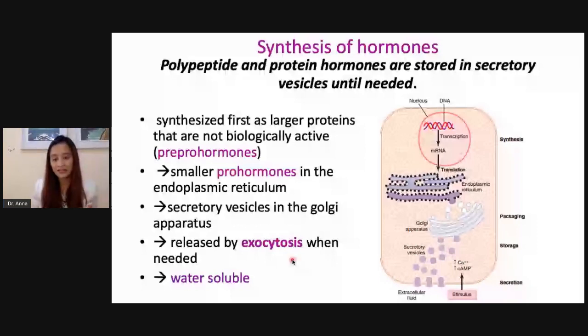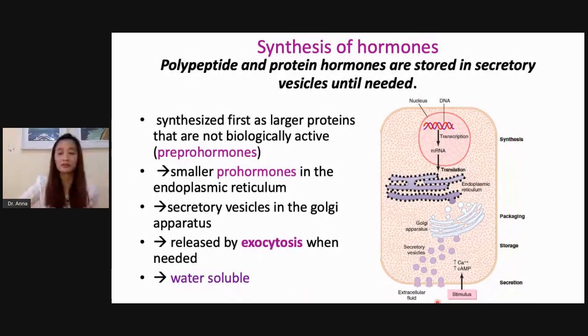Upon stimulus, usually by calcium and an intracellular increase in cyclic AMP, they are released via exocytosis. The vesicles merge with the wall of your glandular cell, releasing your peptide hormones into the circulation. And usually, your polypeptide and protein hormones are water-soluble hormones. So that's how your polypeptide and protein hormones are synthesized and released from your glandular cells.